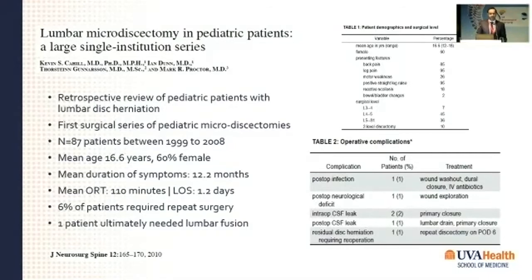You can see the OR time was about 2 hours with a length of stay of 1.2 days. 6% of this population needed repeat surgery, with one patient ultimately needing a lumbar fusion. The complication profile was relatively low, with one patient with an infection and a couple with CSF leaks as well.